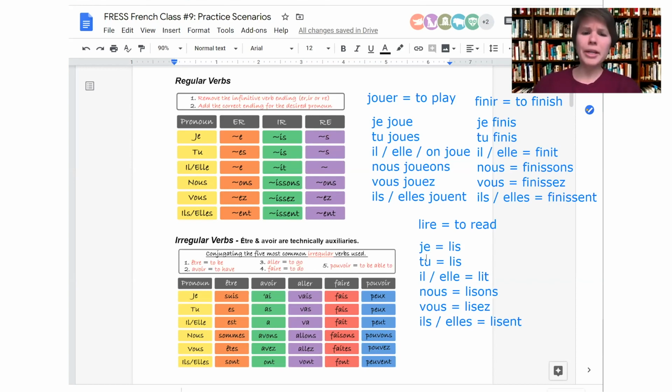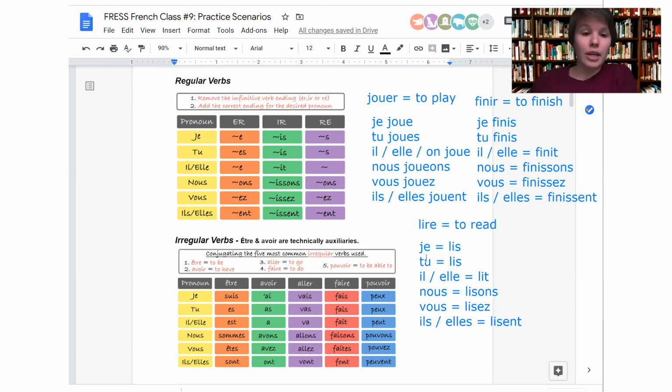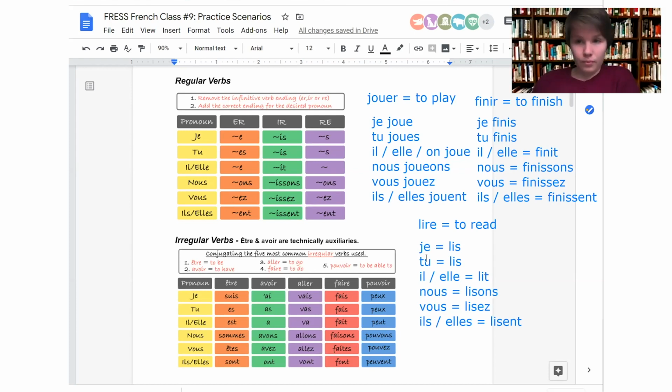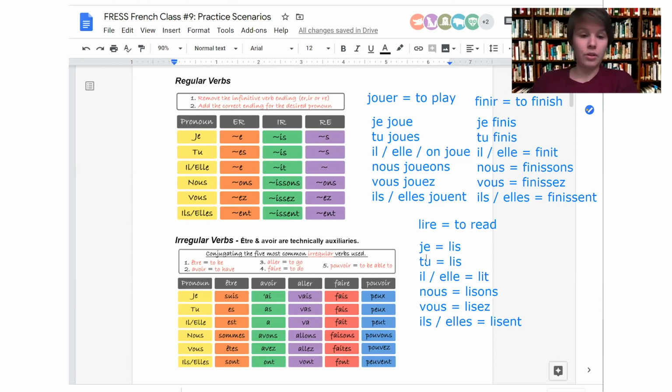Does anybody have any questions about the pronunciation of any of those? Does anybody want to have a go at pronouncing? I would like to try all of them. Sure. Je suis, tu es, il, elle est, nous sommes, vous êtes, ils, elles sont. Excellent. Very good.